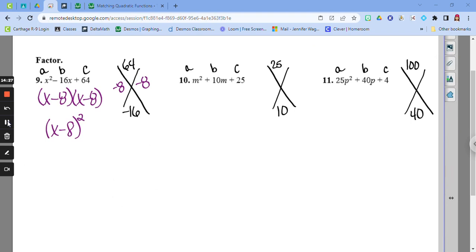So when we look at 10, we need 5 times 5 for 25 and 5 plus 5 for 10. Again, our A is 1, so I can go directly to my factors. 11, what will multiply to 100 and add to 40. Do we have anything?